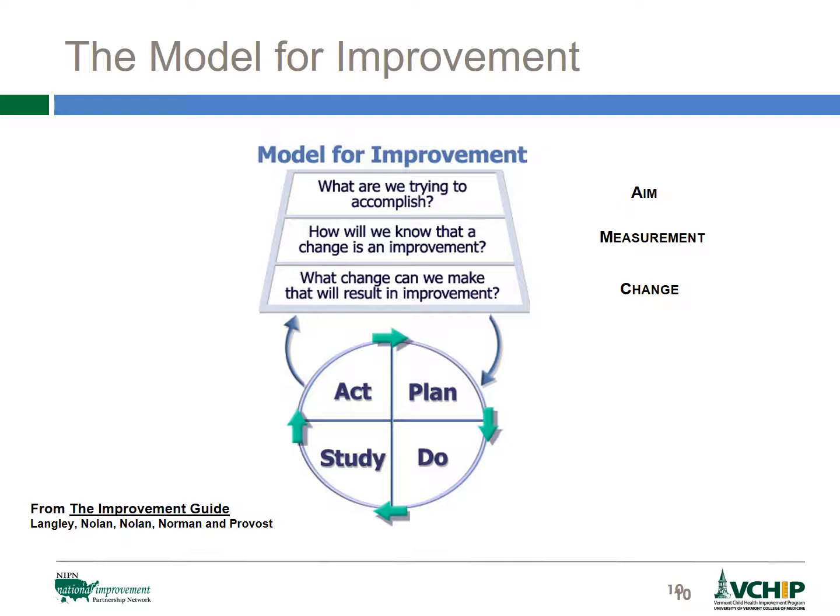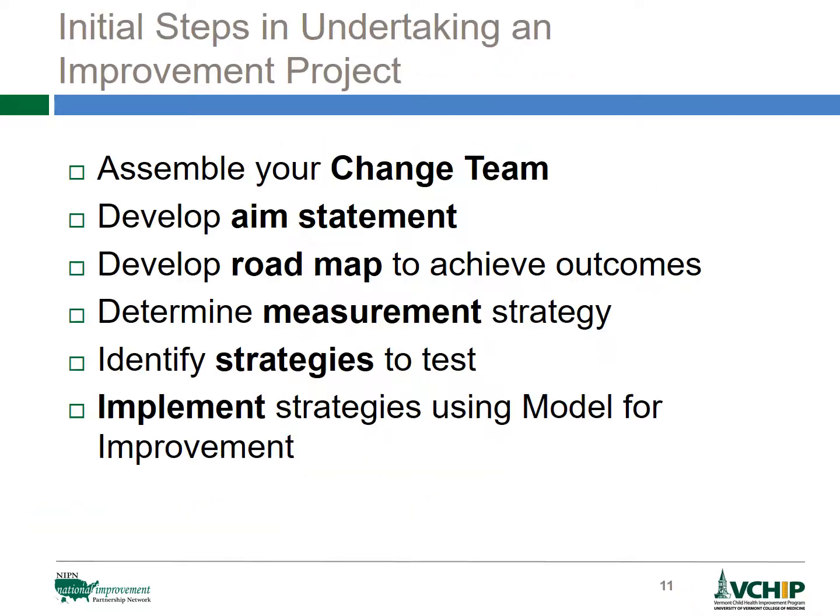It starts with, what are we trying to accomplish? What is the aim of your improvement work? And then how will we know that a change is an improvement? That's where you base the measurement in your project. And then what change can we make that will result in improvement? So you develop a change strategy, and then you'll implement that through plan, do, study, act cycles. We'll go through each of these components in more detail.